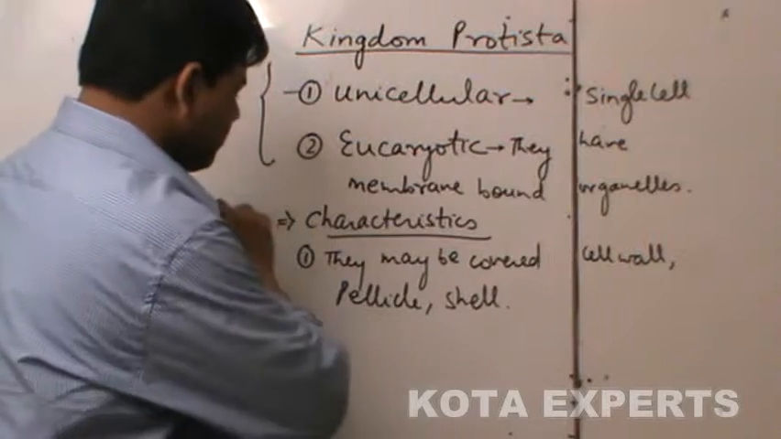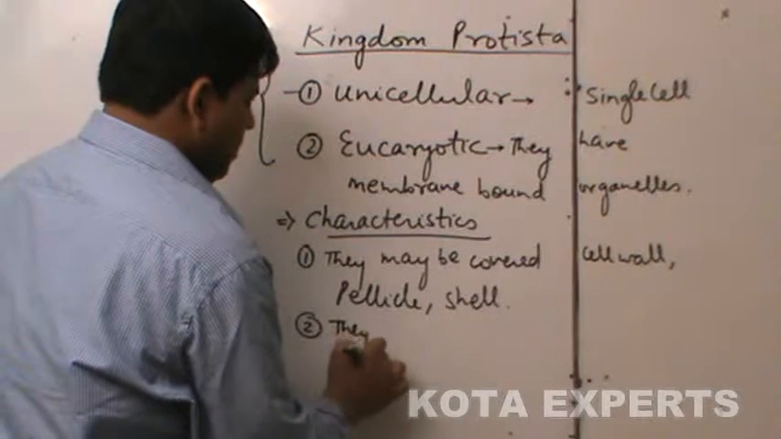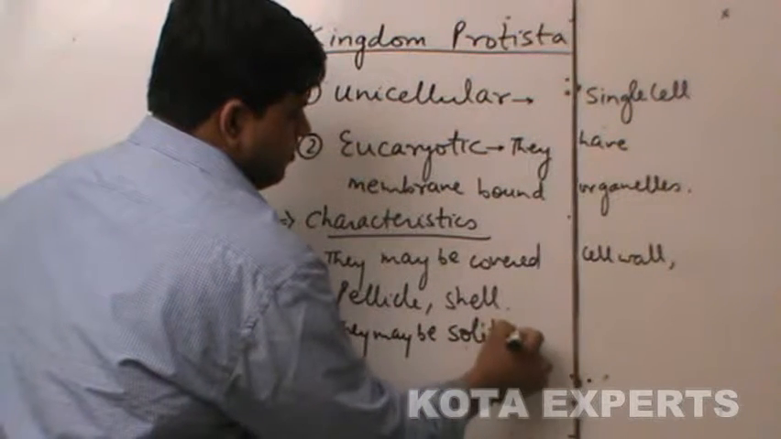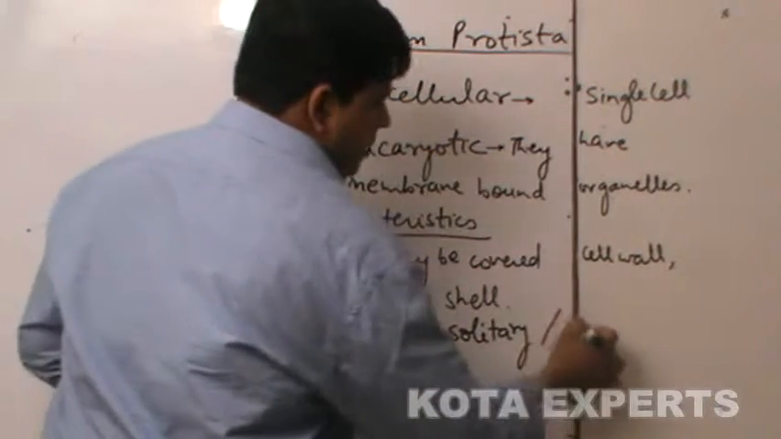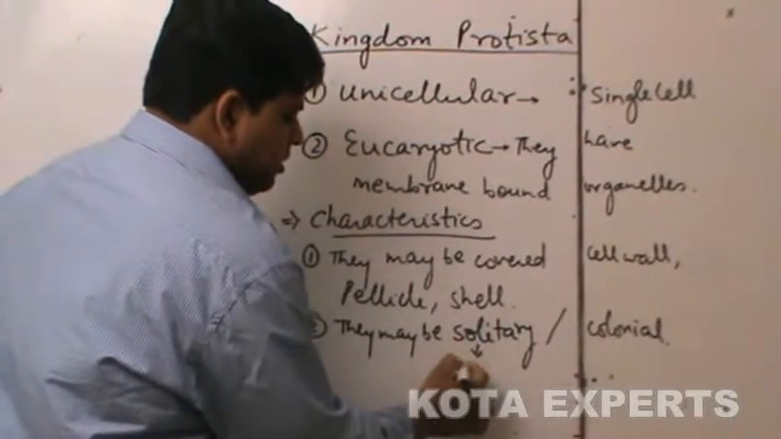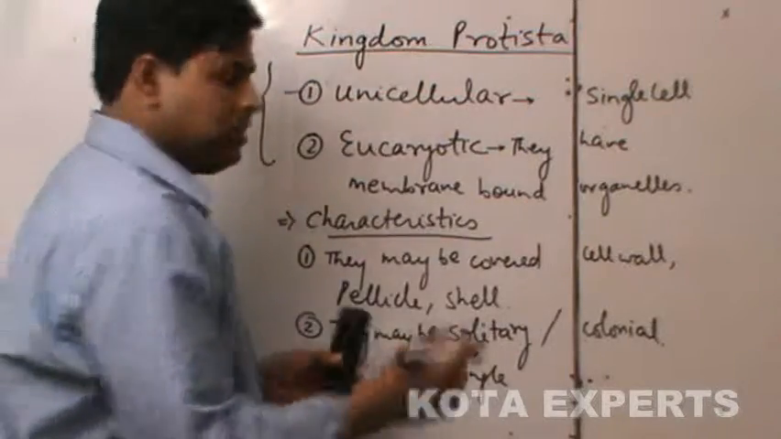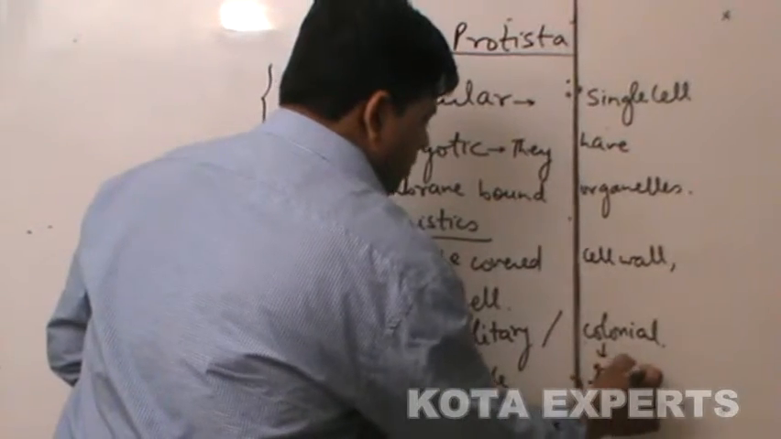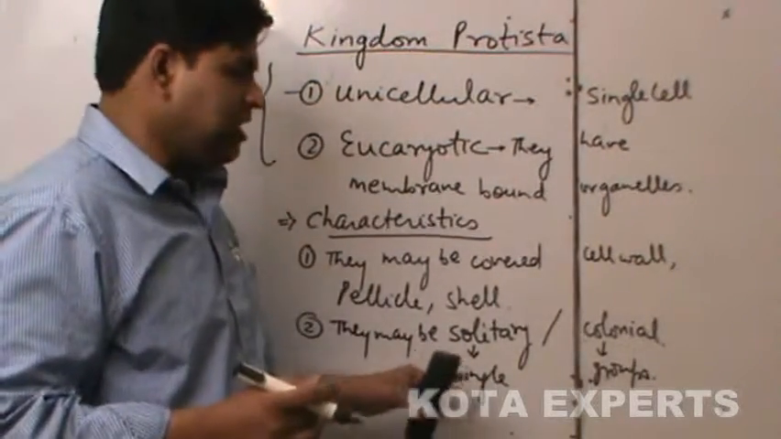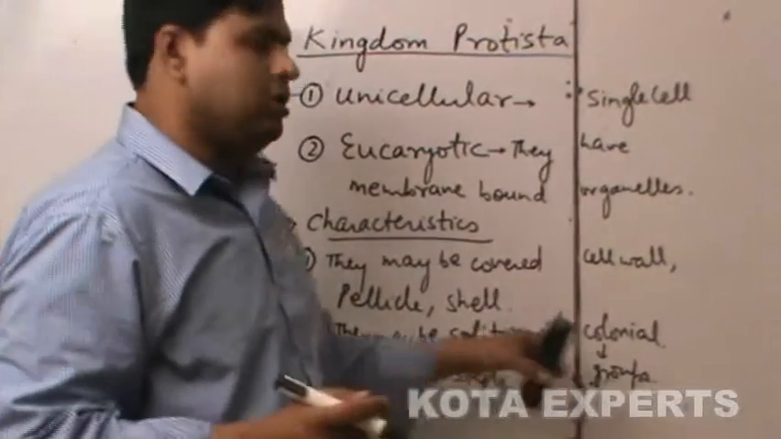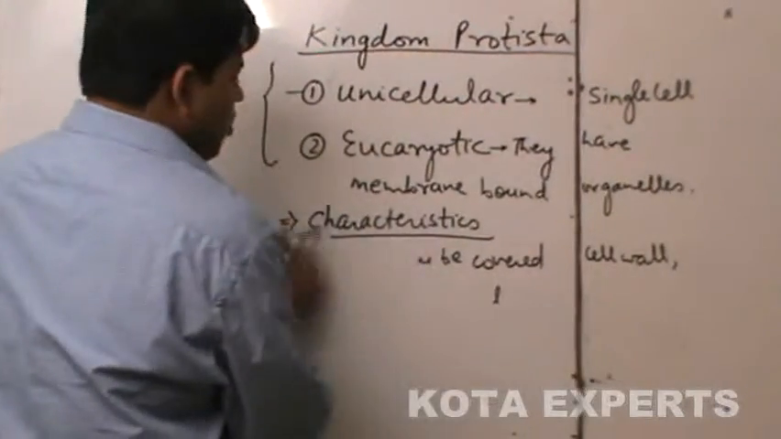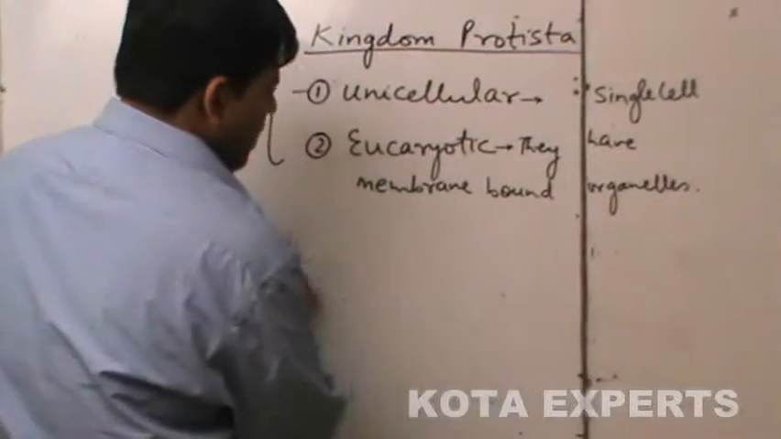Next is that they may be solitary or they may be colonial. Solitary means single, and colonial means in groups. So these protists can be found singly or in groups, solitary or colonial.